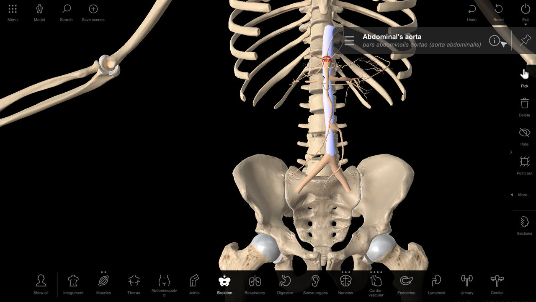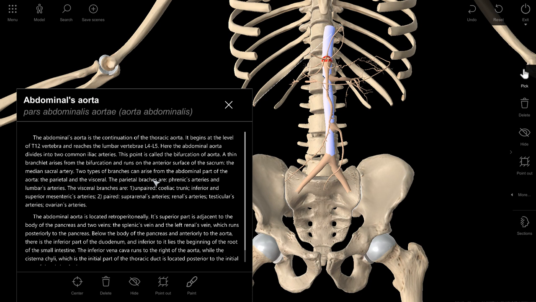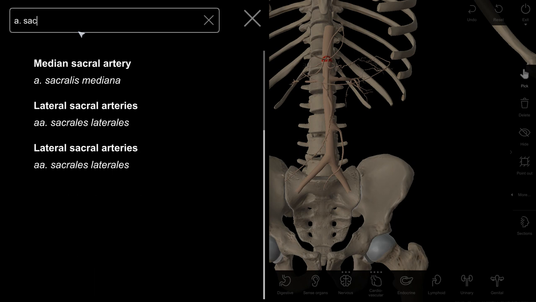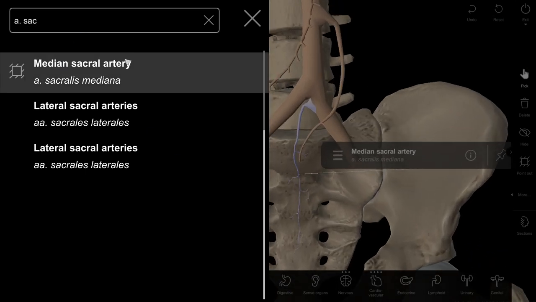Let's continue, read information. A thin branchlet arises from the bifurcation and runs on the anterior surface of the sacrum, the median sacral artery. Let's find it. Arteria sacralis mediana. Here it is.